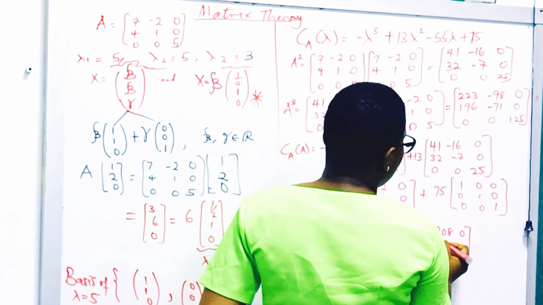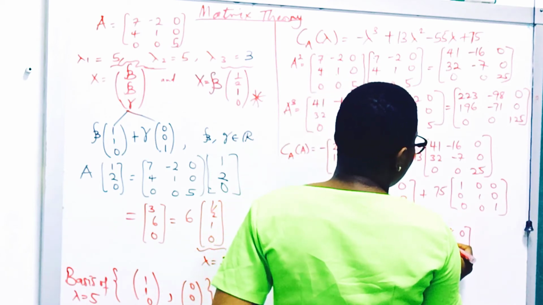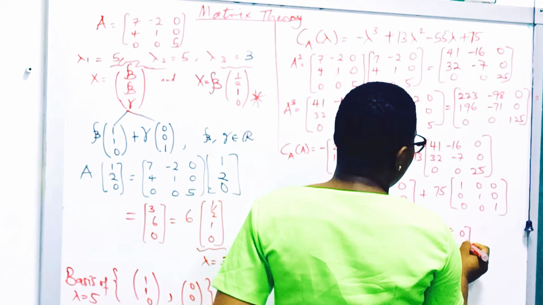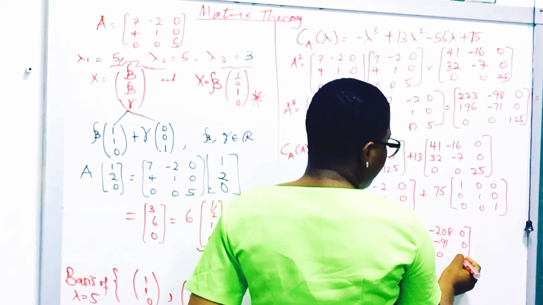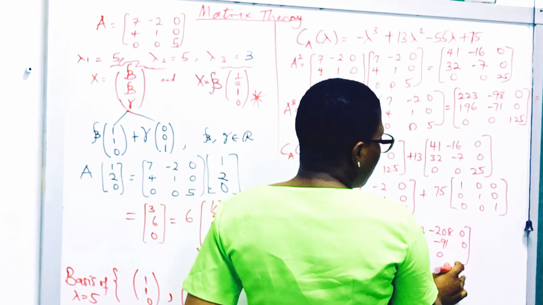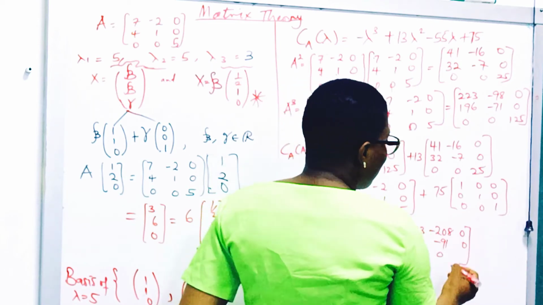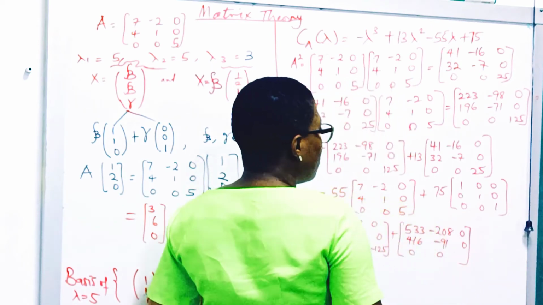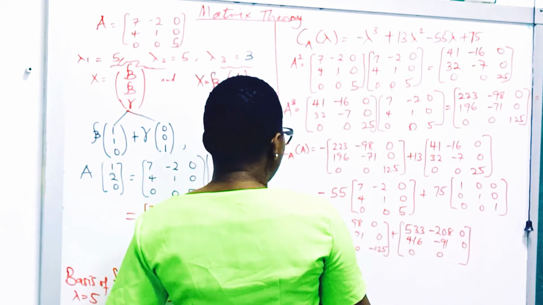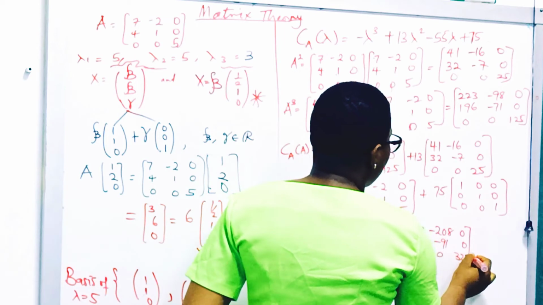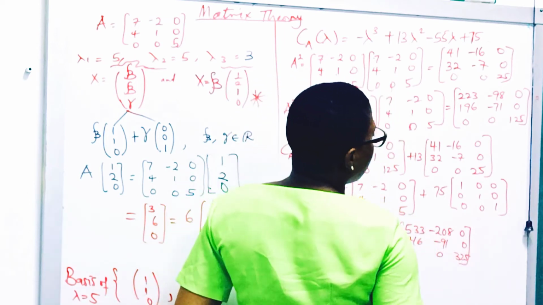416 minus 91. 91, 0. 0, 0. What's the answer? 1625. Wait, no, that's wrong. 13 times 25 is 325, sorry. 325.